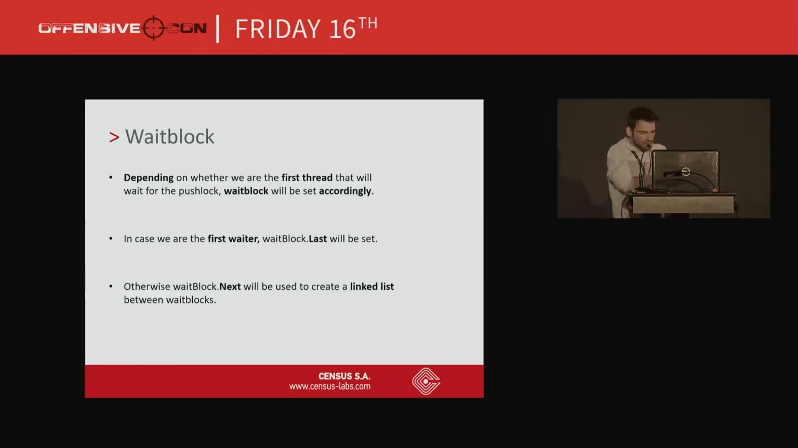Now, depending on whether we are the first thread that will wait for that push lock, our wait block will be set accordingly. For example, in case we are the first waiter, the last member of the wait block will be set and is going to contain actually the address of the wait block. Otherwise, the wait block next member will be used in order to create a linked list between the wait blocks.